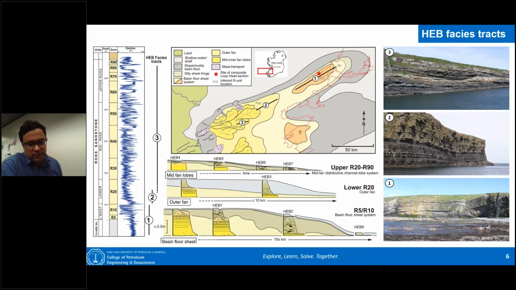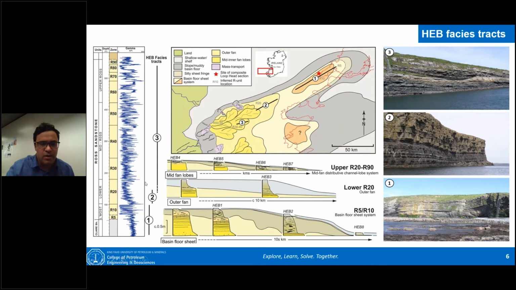What we did is, these hybrid event beds occur at different stratigraphic intervals, and they can be grouped into three different facies tracks. At the basal part of the Ross, we have this basin floor sheet system where these thick, coarser grained hybrid event beds were deposited outboard of the main fan system.